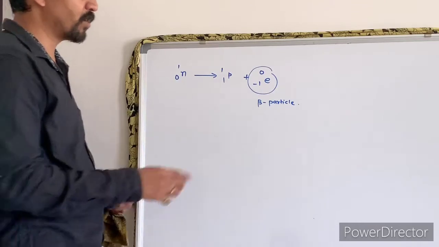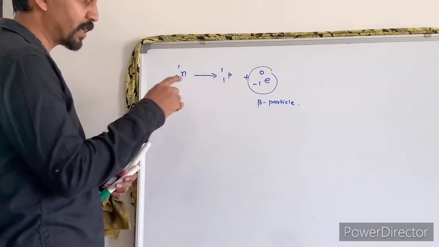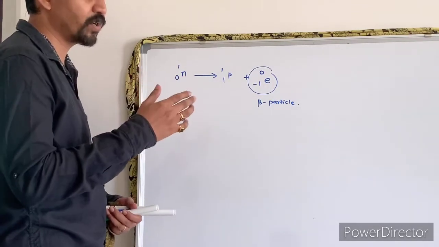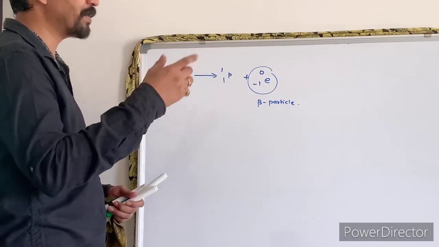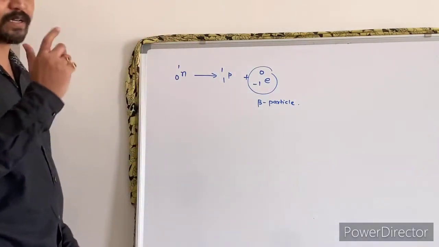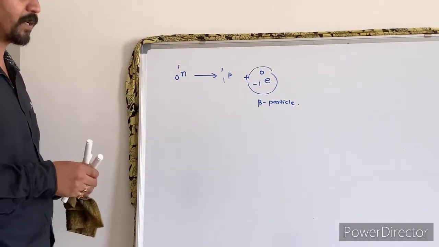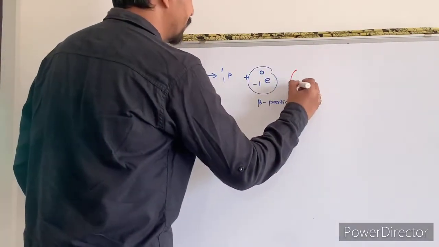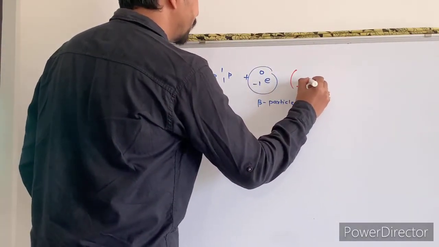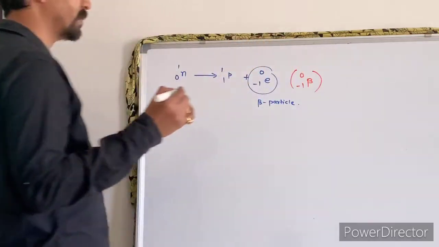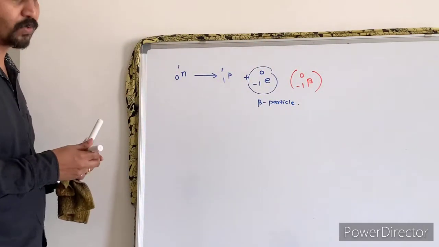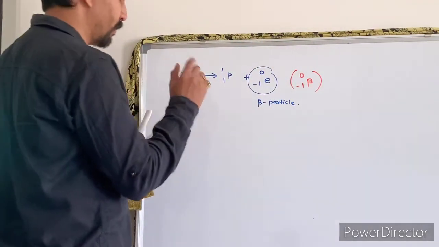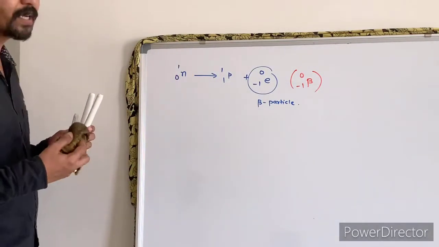So this electron is nothing but beta particle. This electron cannot reside inside the nucleus. Therefore, it is emitted as what? Beta particle. Beta particle is also represented as -1β0. So this is how we obtain beta particle.